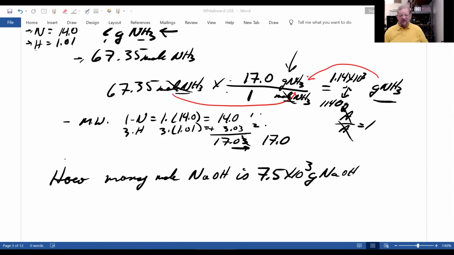And you know how to do this, you being all the students: how would you write 1140 in scientific notation? Here's the decimal, move it to the right of the first non-zero number. You moved it 3 times, drop the 0 at the end, it will be 1.14 times 10 to the third. So the answer is yes, that's 1140, and that's in grams.